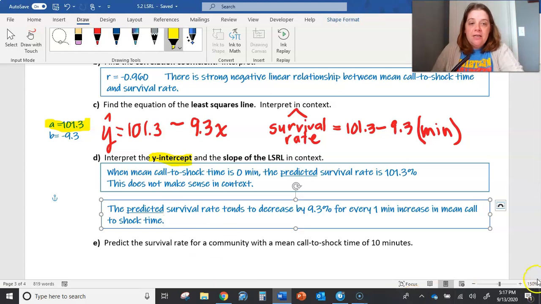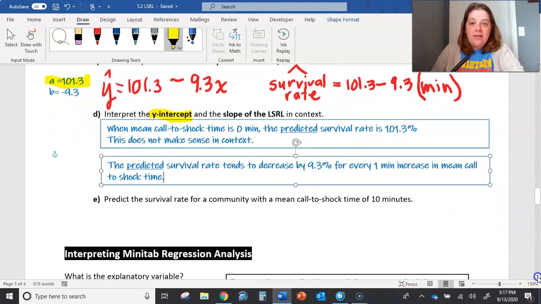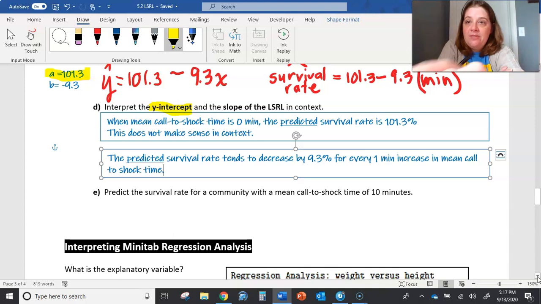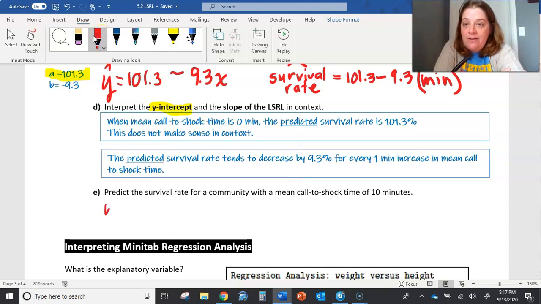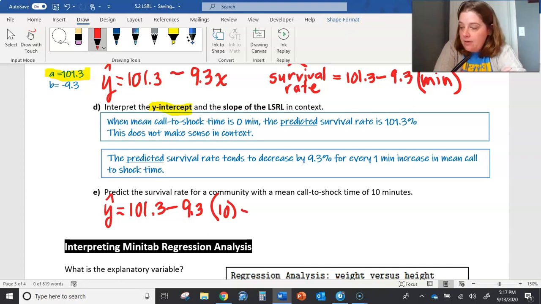It says predict the survival rate in a community with a mean call to shock time of 10 minutes. All right, so this is a plug and chug. I'm going to show that survival rate, that y hat. I'm going to go 101.3 minus 9.3, and I'm going to plug in my 10 minutes here, and that comes to 8.3. So 8.3% is that prediction.